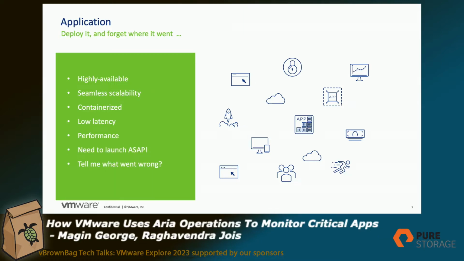He needs to launch it as soon as possible, and if anything goes wrong, the infrastructure team is at fault. Tell me what went wrong, right? That's the point of view of an IT admin and application owner. Let's move to the next slide.